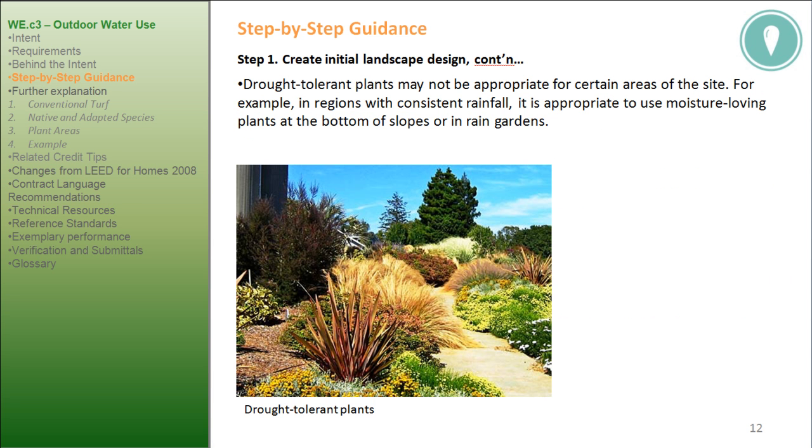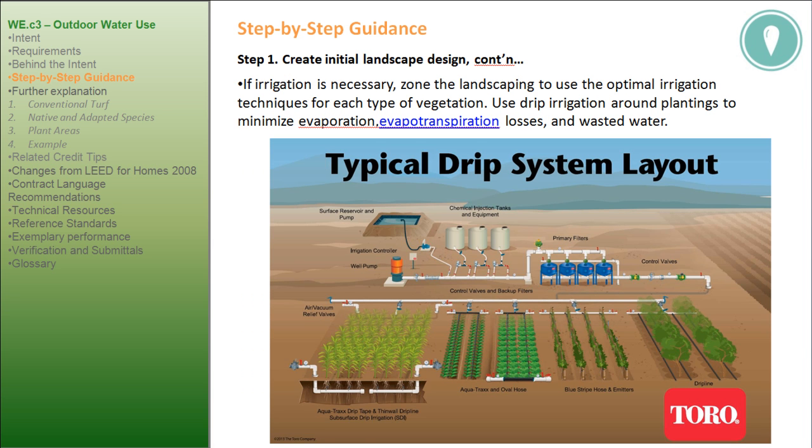Drought-tolerant plants may not be appropriate for certain areas of the site. For example, in regions with consistent rainfall, it is appropriate to use moisture-loving plants at the bottom of slopes or in rain gardens. If irrigation is necessary, zone the landscaping to use the optimal irrigation techniques for each type of vegetation. Use drip irrigation around plantings to minimize evaporation, evapotranspiration losses, and wasted water.